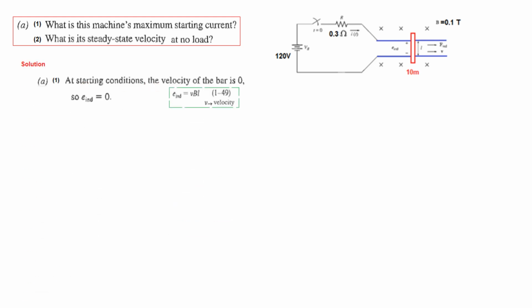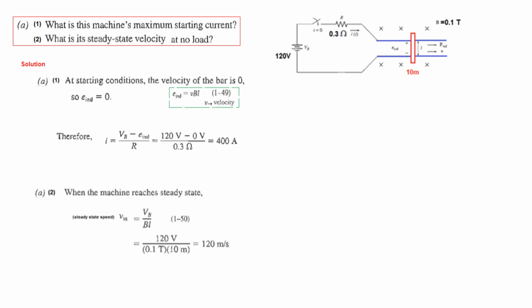Okay, at the starting condition, the velocity of the bar is 0, so it is not moving, and therefore E induced will be 0. Since there is no movement, the velocity is 0, and therefore the induced voltage will be 0. And so putting E induced equal to 0 in this current equation, we can find the current to be 400 amperes at the start.